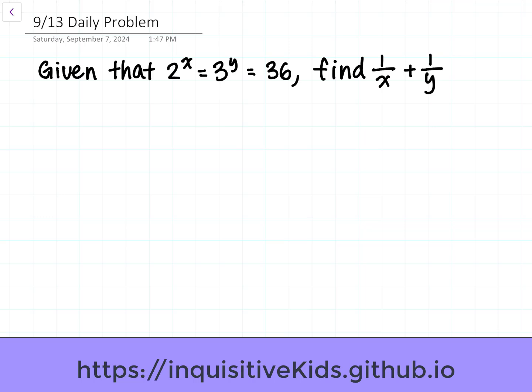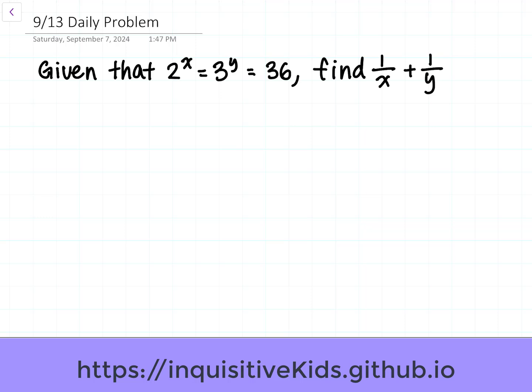Let's take a look at today's daily problem. Given that 2 to the power of x is equal to 3 to the power of y, which is equal to 36, find 1 over x plus 1 over y. As you can see, from a few days ago, we had a daily problem where we looked at the form of the sum of two unlike fractions. So let's review that really quick.